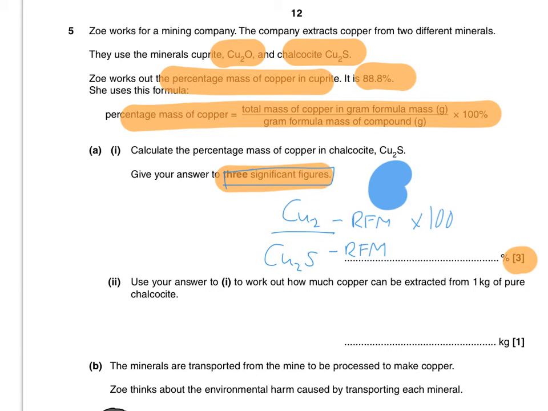Then use your answer to work out how much copper can be extracted from 1 kilogram of pure chalcocite. Well, let's say for example it was 90%.